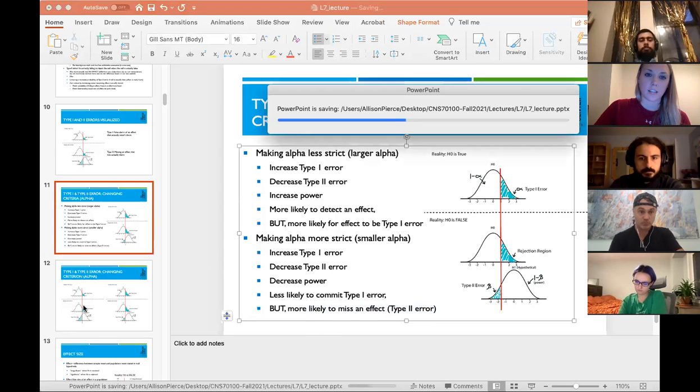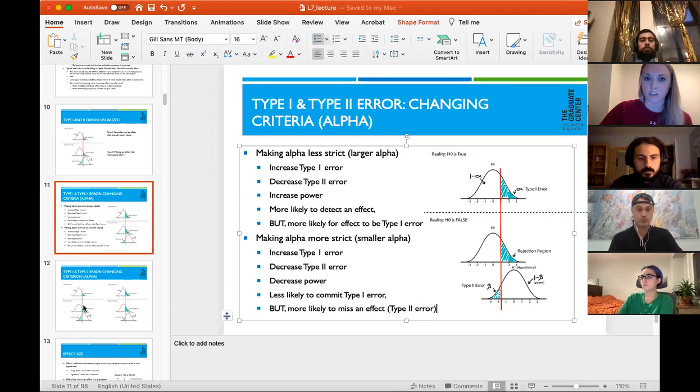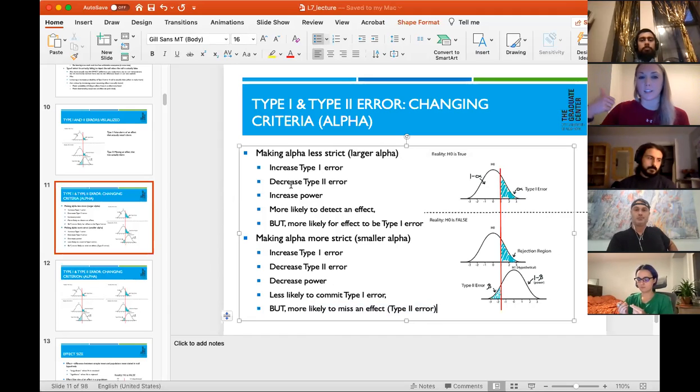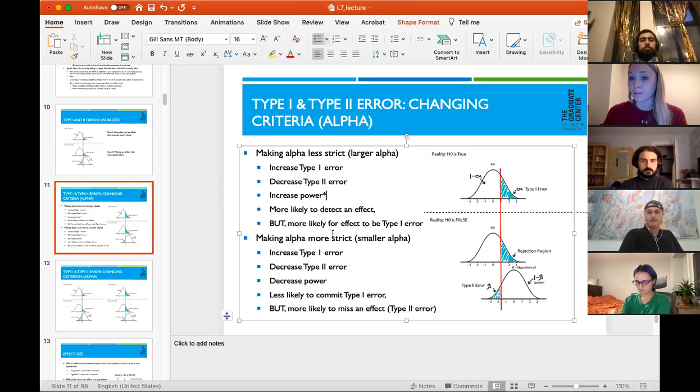All right. So here's basically your chart. If you make alpha larger, here are the effects it's going to have. You increase type 1, decrease type 2. It increases power, but that's not a good way to do that. Should probably put an asterisk by that. You're more likely to detect an effect, but that effect is more likely to be not real, because you're more likely to commit a type 1 error.